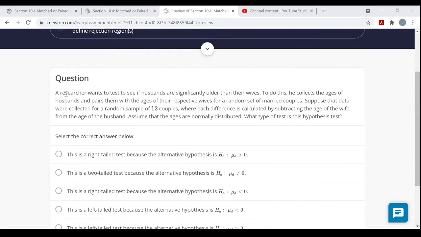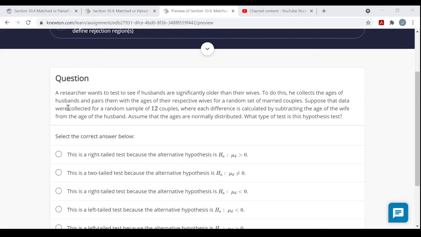Here, a researcher wants to test to see if husbands are significantly older than their wives. To do this, he collects the ages of husbands and pairs them with the ages of their respective wives for a random set of married couples. So this is paired data because you have the husband age, the wife age, and that pair of data is related to a single couple, the same couple. That's why these are dependent. You can't switch the data around.